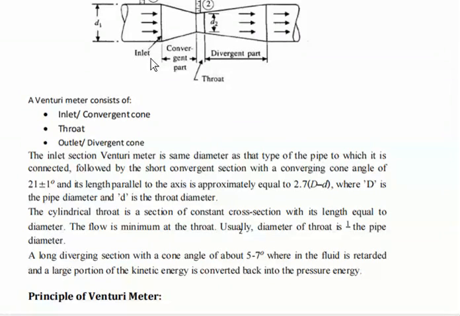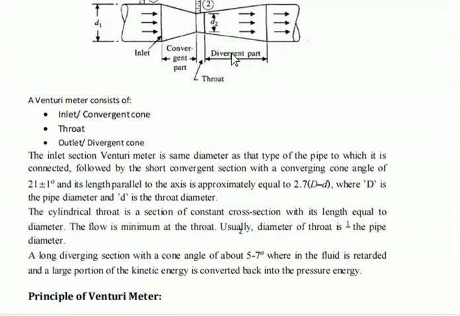The convergent angle is 21 plus or minus 1 degree, and the divergent section is a long diverging section with a cone angle of 5 to 7 degrees. In this section the fluid is retarded, and a large portion of the kinetic energy is converted back into pressure energy.